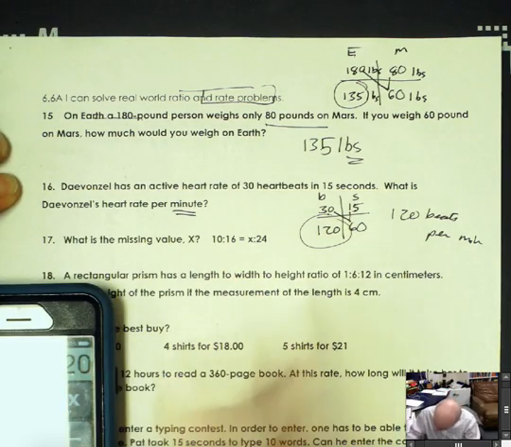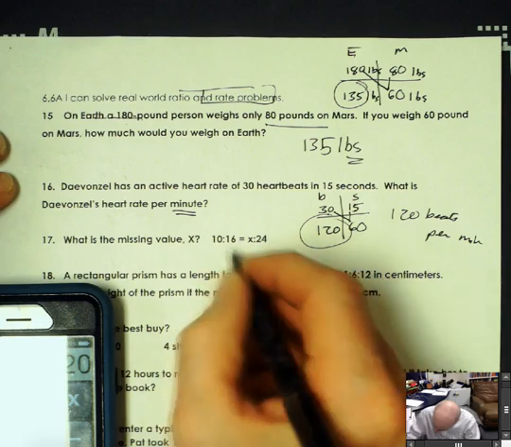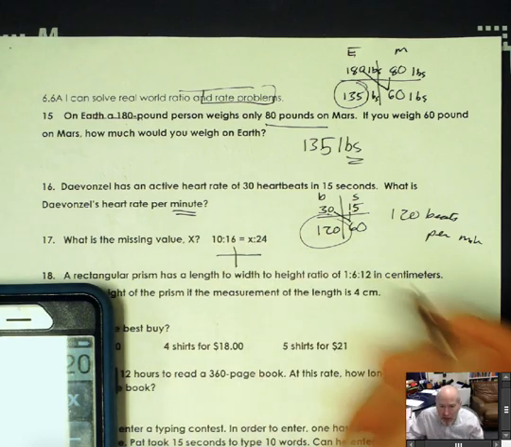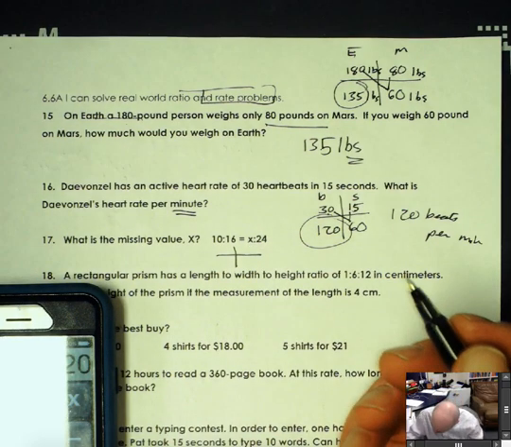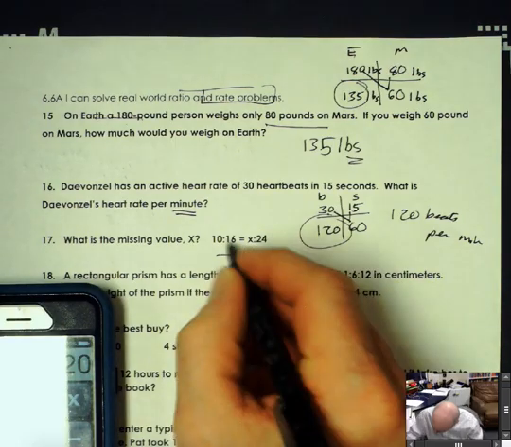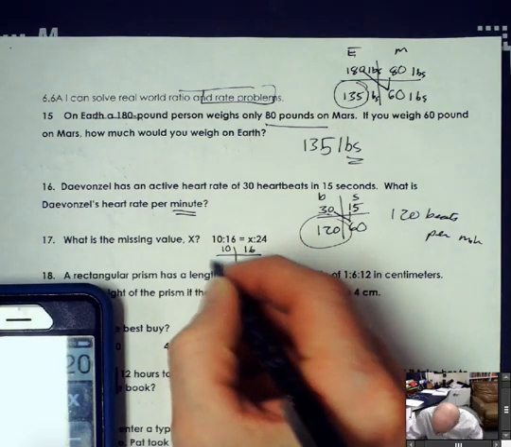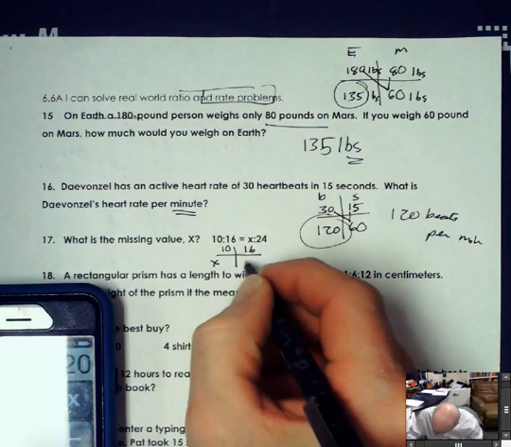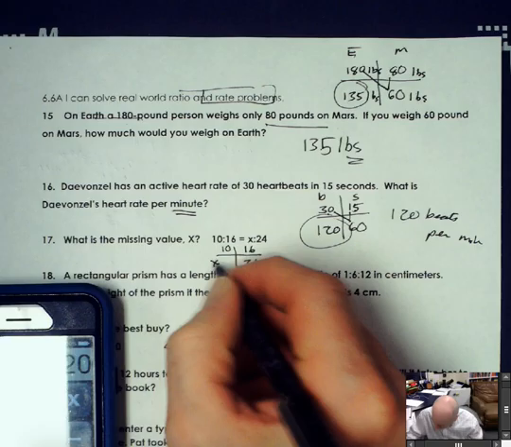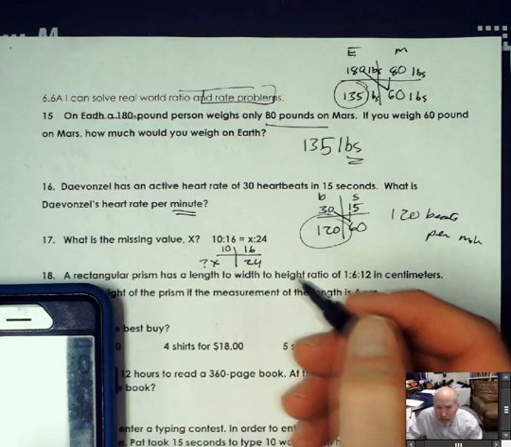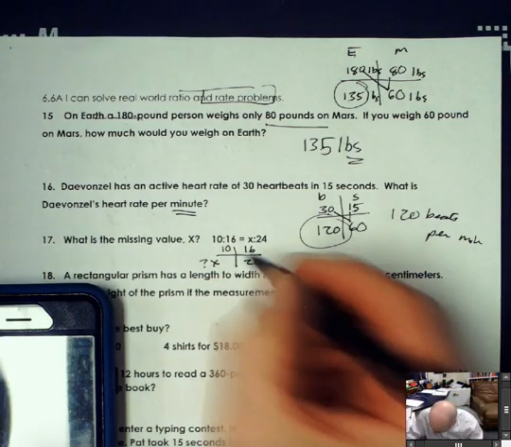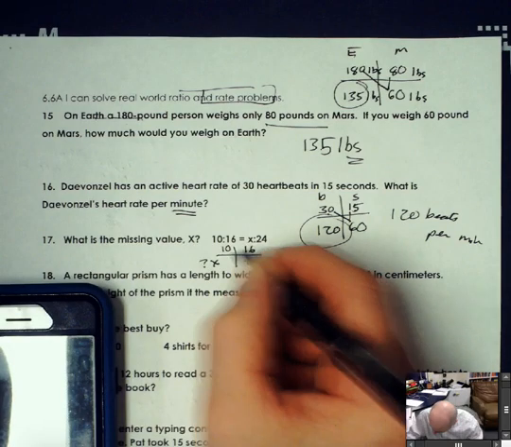Okay, what is the missing value? Can you see it if I make it that small? I think you can. These are pretty straightforward questions. We know we have a ratio here. So we have 10 to 16, and now we've got x and 24. And we need to figure out what is x. So they're already put into the box for us. All you have to do is do the math.